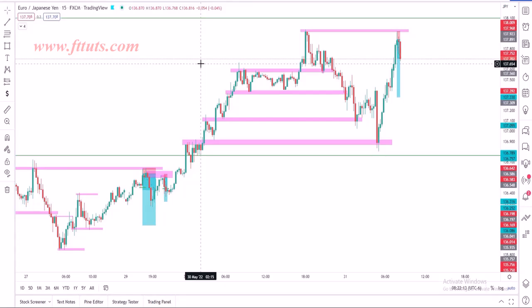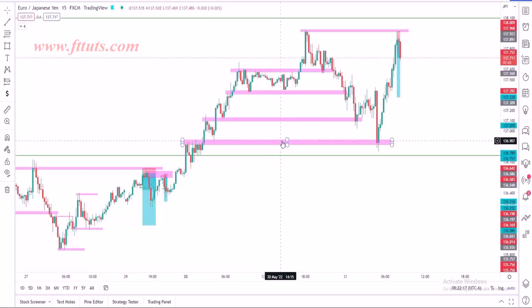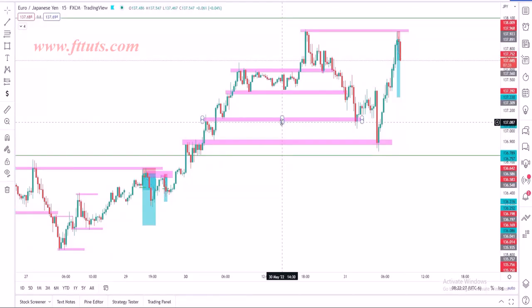So in our case, we're going to be using horizontal support and resistance levels for one of our key areas, and the other one we're going to be looking for order blocks. Okay, and I don't want you to get all scared or flustered at the term order block. I know that online people make it so confusing.